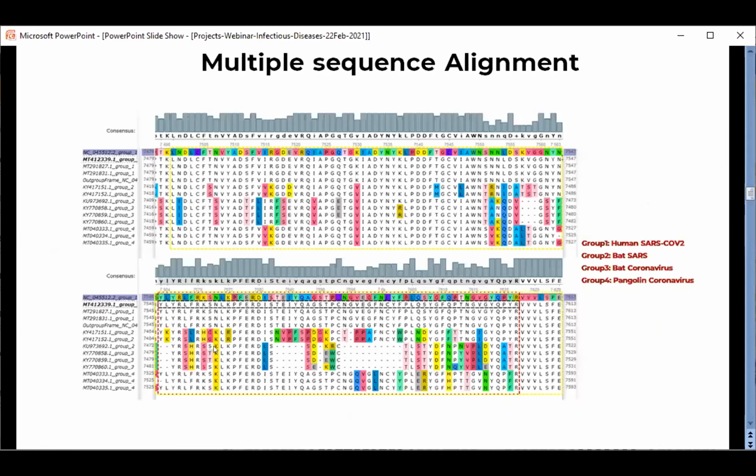Then multiple sequence alignment will help us to understand what are the major differences and the variations taking place between the different strains of COVID-19.